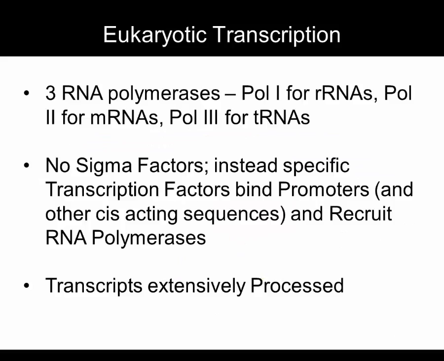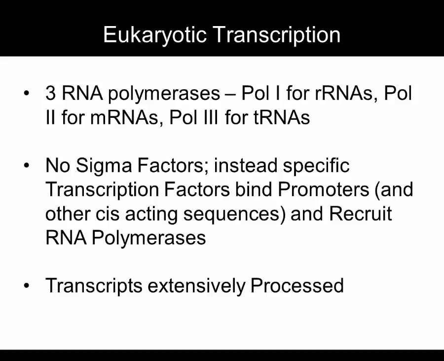Those are the basics for prokaryotic transcription. Now let's look at some ways eukaryotic transcription differs. Eukaryotes have several RNA polymerases, and each specializes in a different type of RNA. mRNA transcription is carried out by RNA polymerase II. Eukaryotic polymerases don't rely on sigma factors to bind promoters. Rather, there are other proteins called transcription factors that bind the promoter or other nearby regions of DNA and recruit the RNA polymerase.